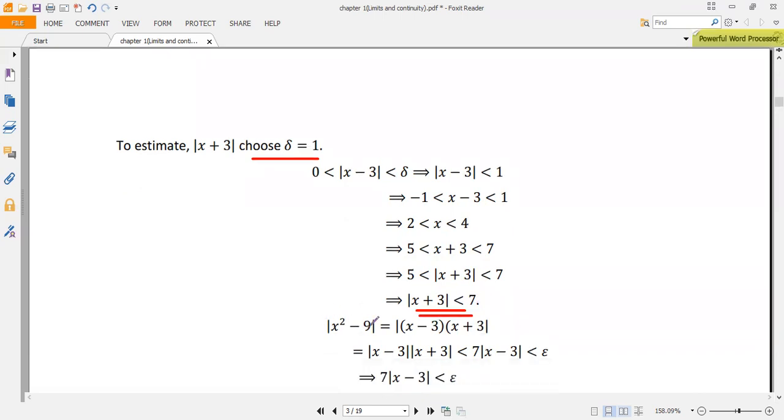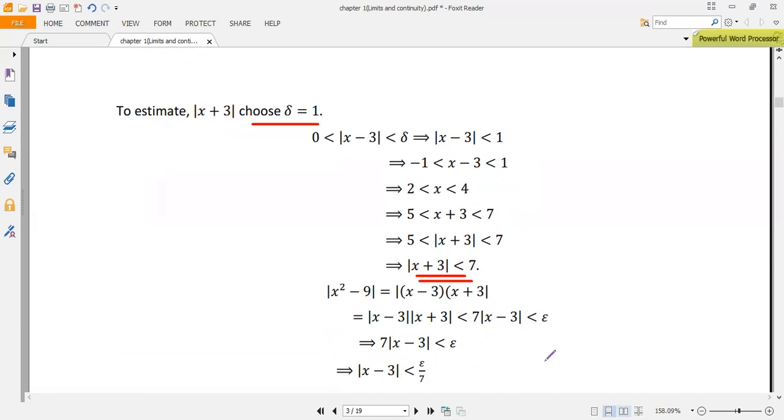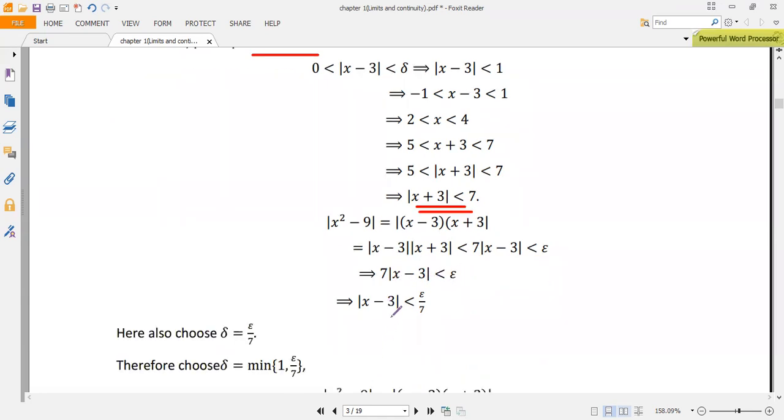So in place of x plus 3, we can substitute 7. So absolute value of x squared minus 9, which is equal to absolute value of x minus 3 times absolute value of x plus 3, is less than 7 times absolute value of x minus 3, which we want to be less than epsilon. So that 7 times absolute value of x minus 3 is less than epsilon. So that absolute value of x minus 3 is less than epsilon over 7, which is another delta.